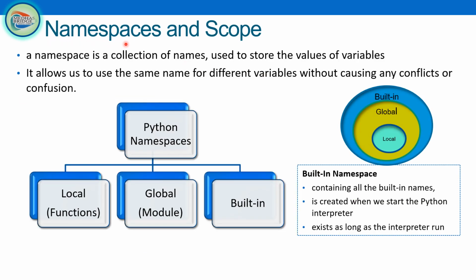Now coming to namespace and scope. A namespace is a collection of names used to store the values of variables. It allows us to use the same name for different variables without causing any conflicts or confusion. Python namespace has local, global, and built-in. Local is limited to functions, global is limited to the module, and built-in exists as long as the interpreter runs. The built-in namespace contains all the built-in names and is created when we start the Python interpreter.